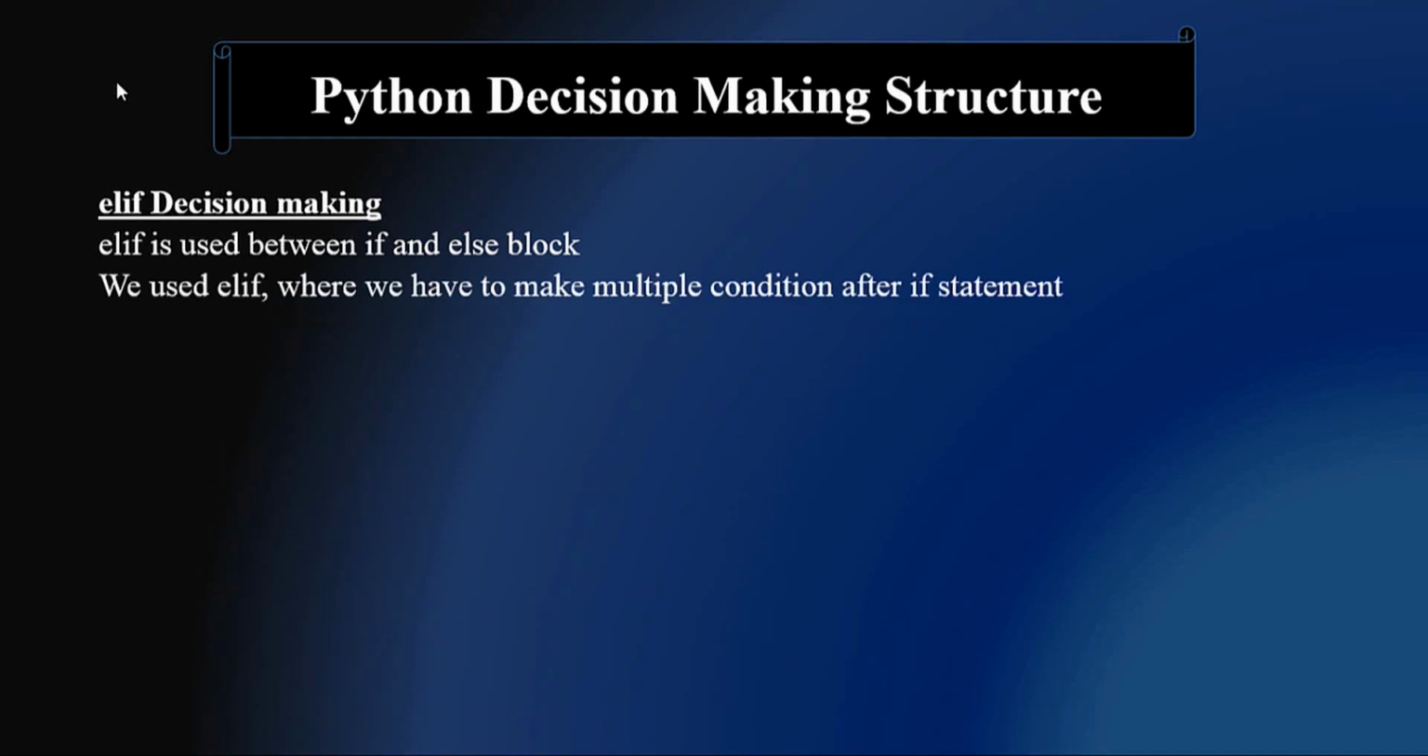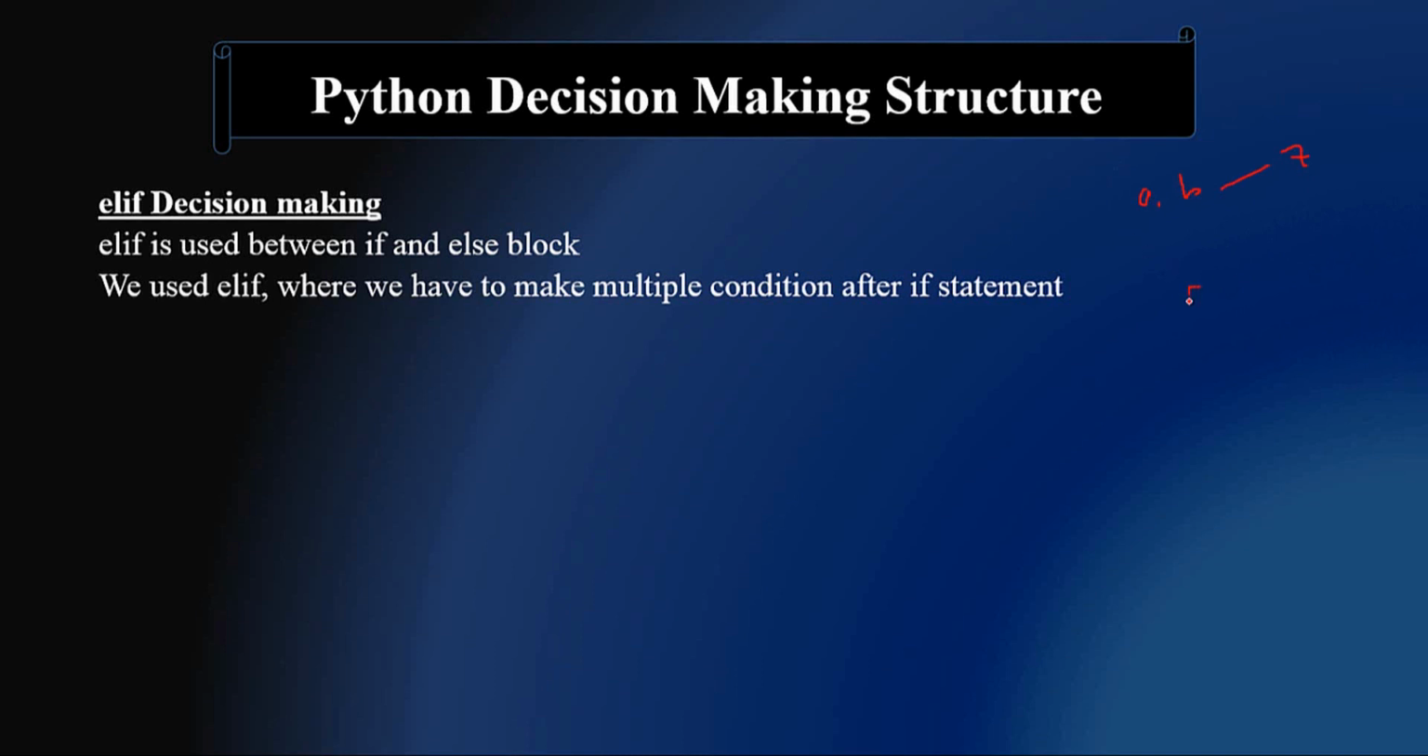We use elif where we have to make multiple conditions after an if statement. For example, there may be a situation in which you have to provide multiple conditions. In that situation, we have to use the elif decision making structure. For example, you want to make a program in which the user will insert a character, for example A, B, and up to Z. The user can enter any of them.